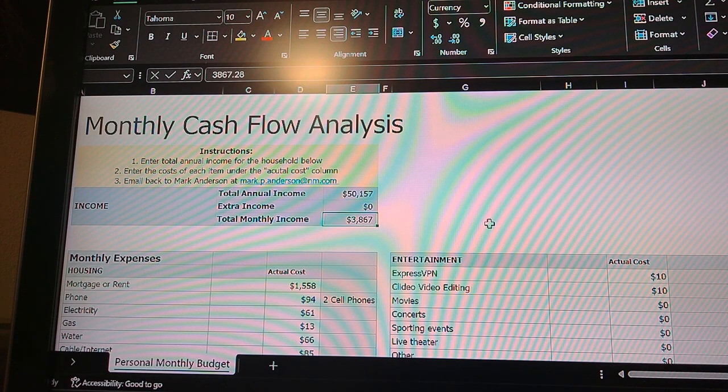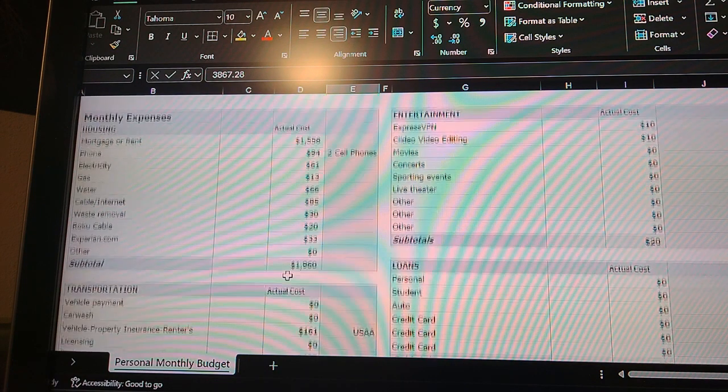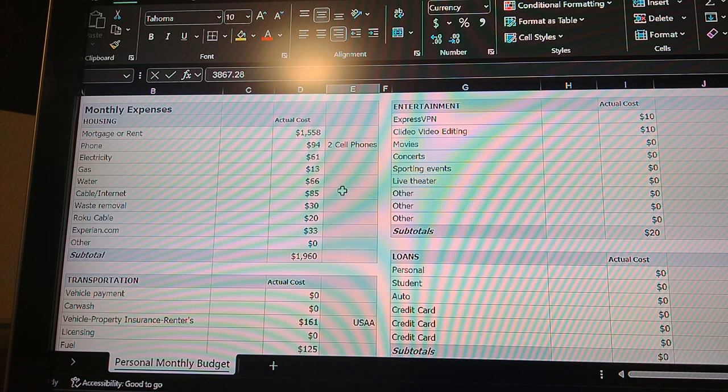Total monthly income between the three major forms of income that I bring in, which are my VA disability, my mom's SSI, because I'm her at-home caregiver and she lives with me, and then the caregiving agency money. That's how much in total I make. Then it breaks down into multiple categories, monthly expenses, housing specifically: mortgage or rent, phone, electric, gas, water, cable, internet, waste removal, so garbage, Roku cable, Experian.com. Put all that in there, write little side notes if I need to, and then the total amount.